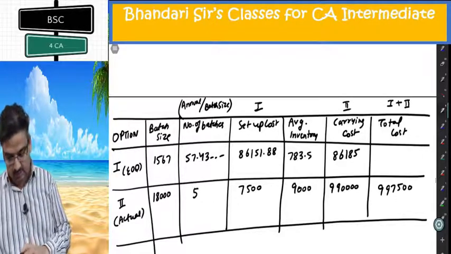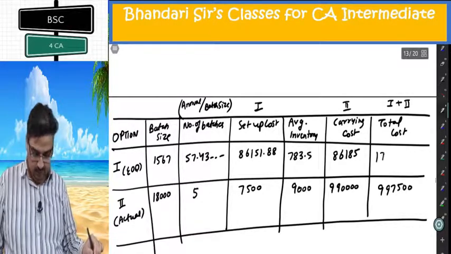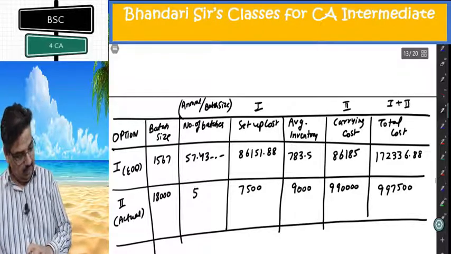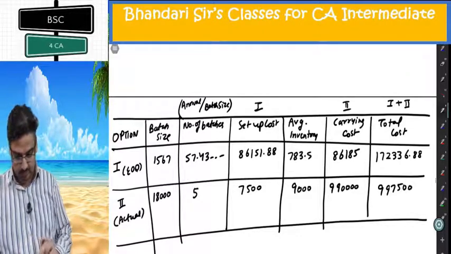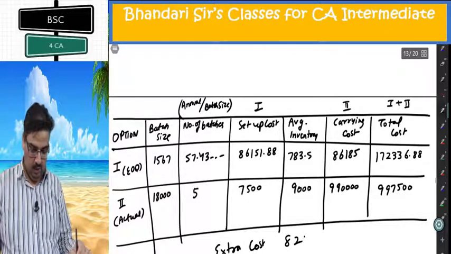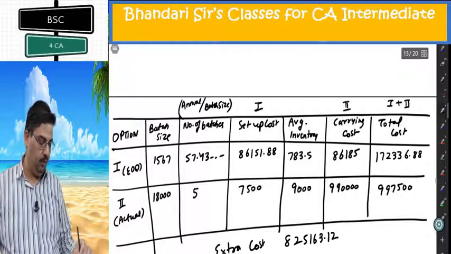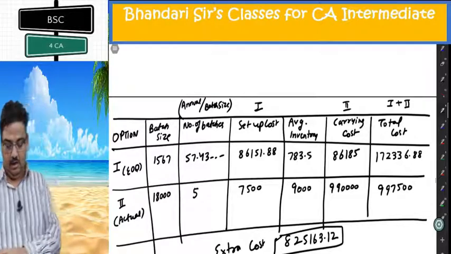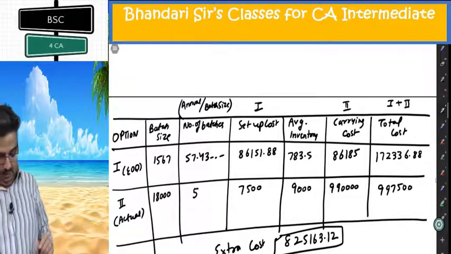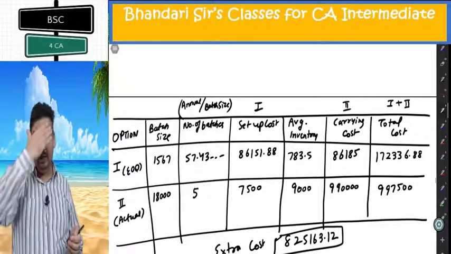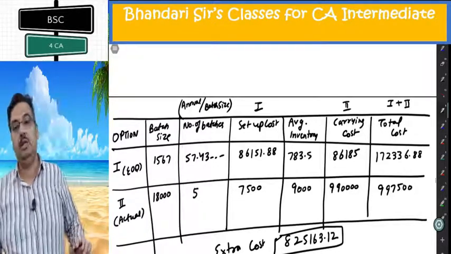plus 86151.88, 172,336.88, and 997,500. Extra cost: 825,163.12. Approximations can differ the answer a little bit, but this is the ultimate answer that I am getting. 825,163.12. They have approximated, that's why a little bit of difference in the answer will arise.